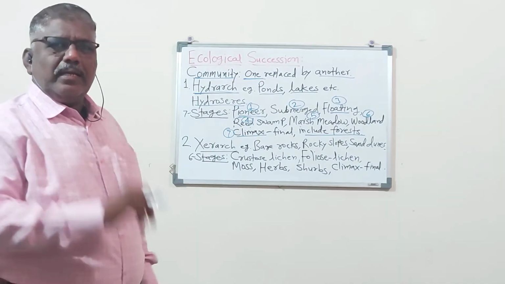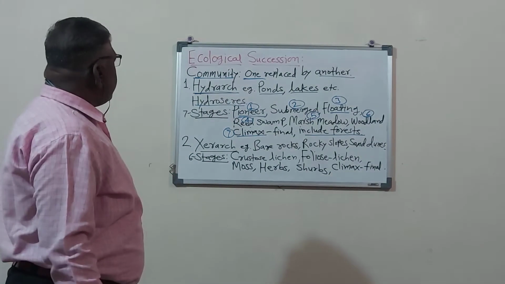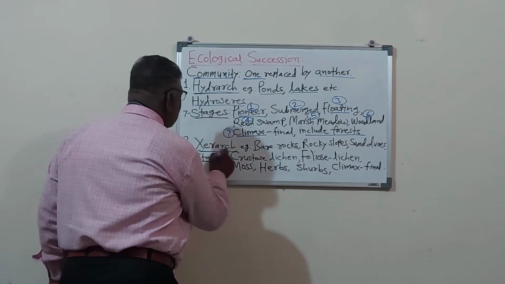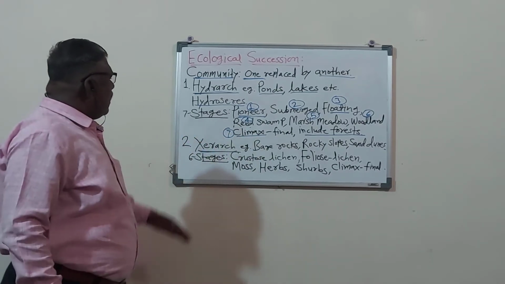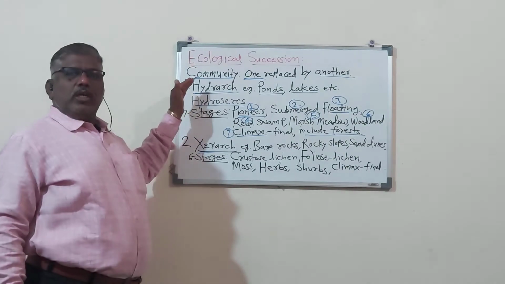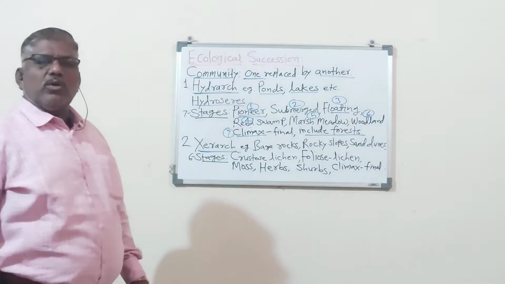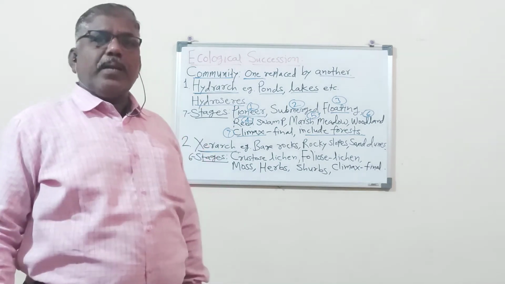So similarly, another type of community, another type of succession is the xerarch. Hydrarch is the community development in aquatic media, and xerarch is the community development on the dry place.